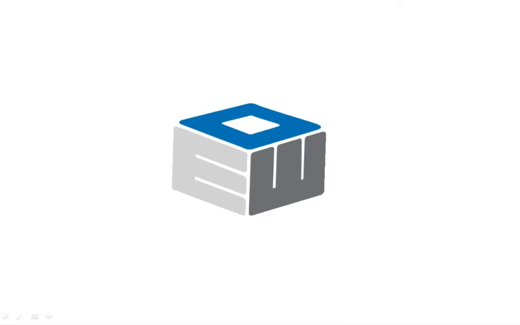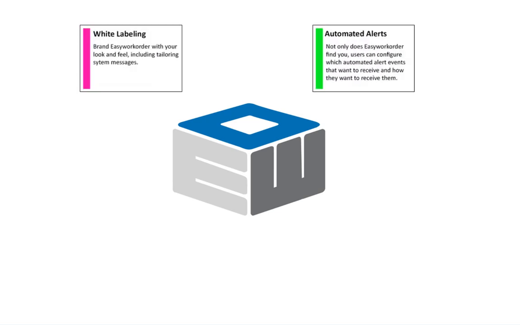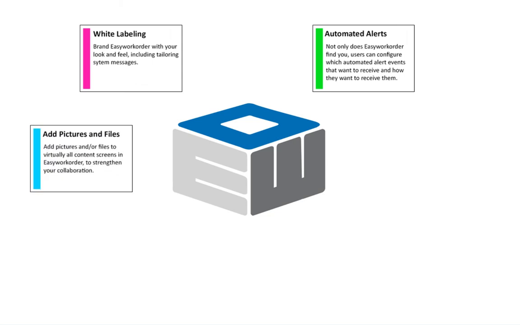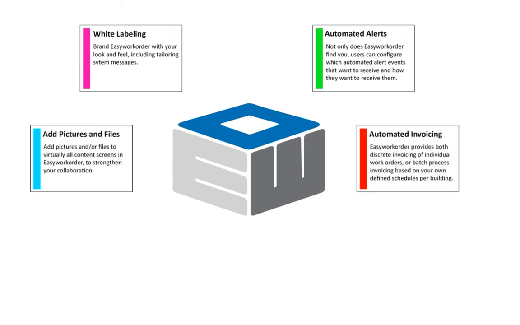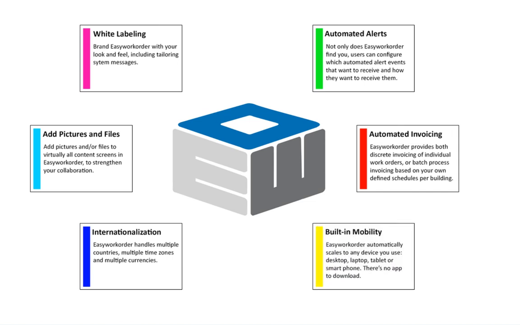The power of Easy Work Order is that it's a centralized hub for you to track all the information you need to manage your portfolio faster and smarter. It includes numerous other features like white labeling, automated alerts, adding pictures and files, automated invoicing, internationalization, and built-in mobility. Because Easy Work Order runs in the cloud, you can use it wherever you are. All you need is an internet connection or a mobile device.